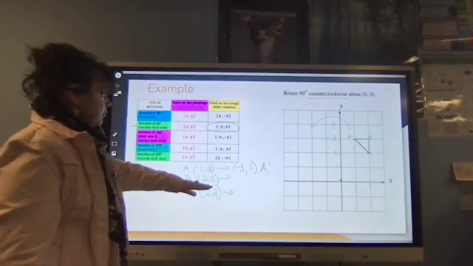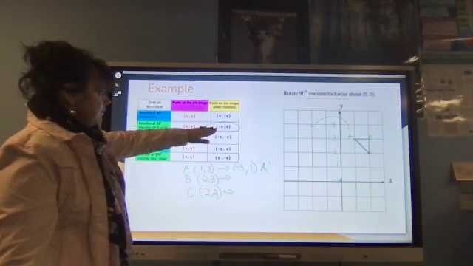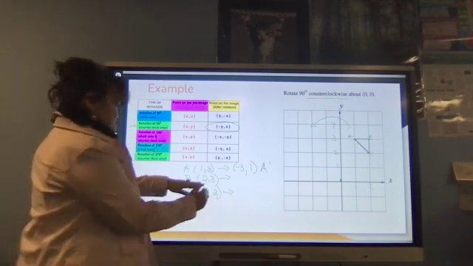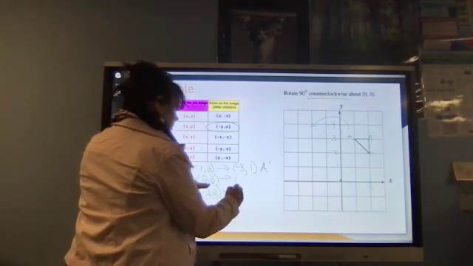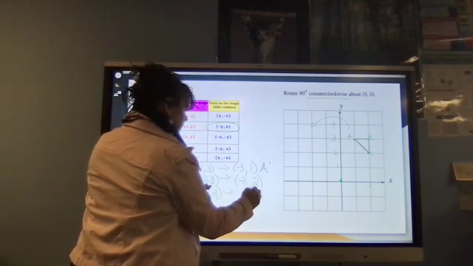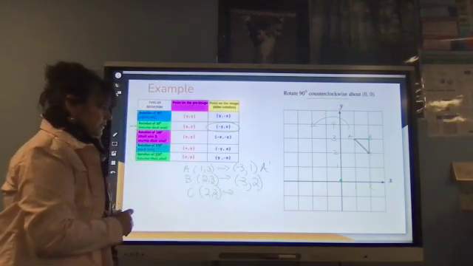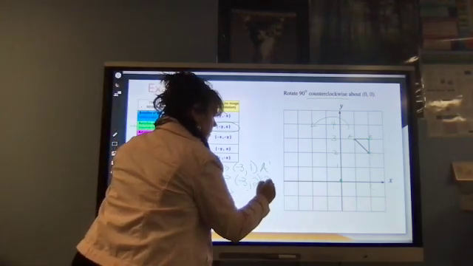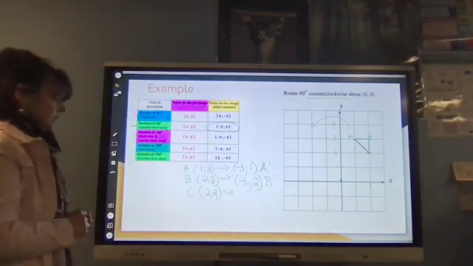So B, we have 2, 3. We're going to change it to negative y, positive x. So we're going to take the y value, make it negative, and our x value stays the same when we rotate it over to the y position. That is now our B prime coordinate.